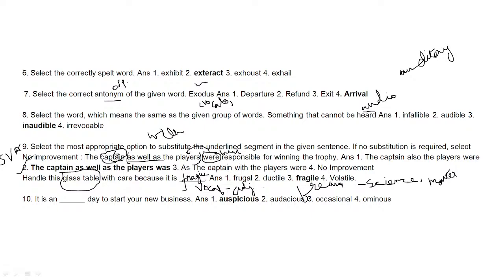Audacious means someone who is acting beyond their capacity. Acting beyond their capacity means they should not be that powerful or adamant, yet they are acting that way. That is audacious. Their situation does not allow them to be that audacious, but yet they are acting out of capacity. Occasional means sometimes, and ominous means something which is ill luck, bad luck. So any of the three are not perfect. This is the perfect answer.